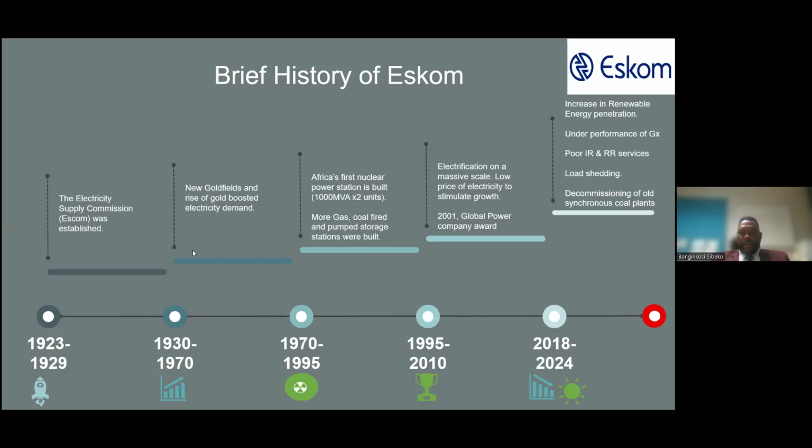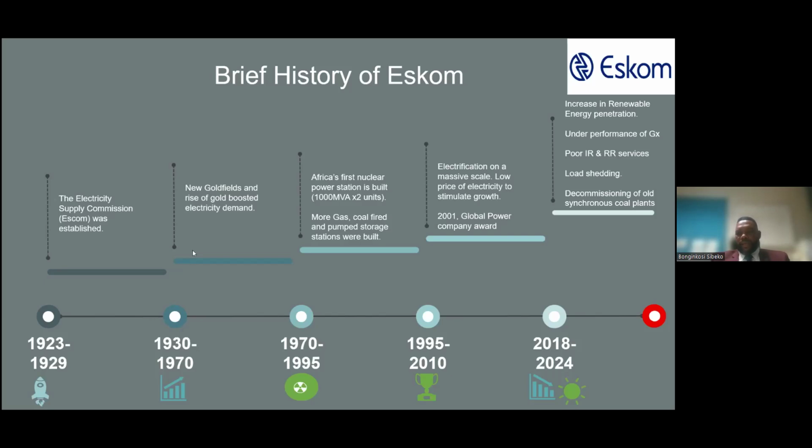Around 1995 to 2010, there was electrification on a massive scale. That was also due to low prices of electricity, also to stimulate growth. I think by then we were the first or second cheapest electricity provider in the whole world. Then in 2001, Eskom won the Global Power Company Award. Current challenges from 2018 to 2024, we're seeing an increase in renewable energy.